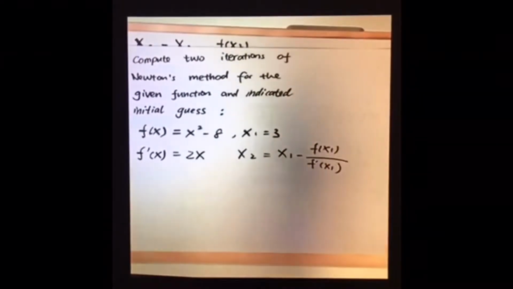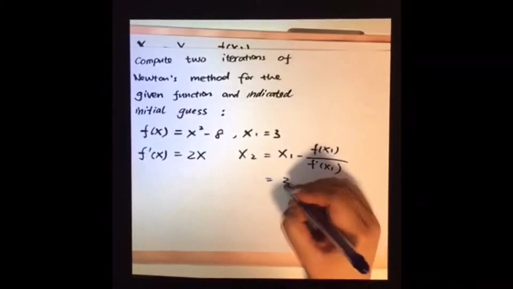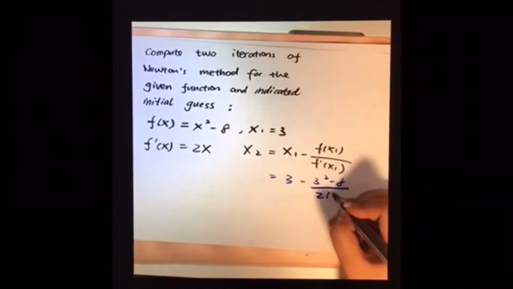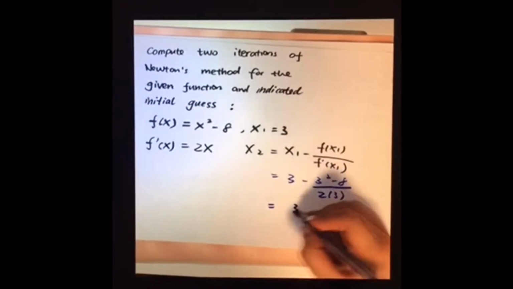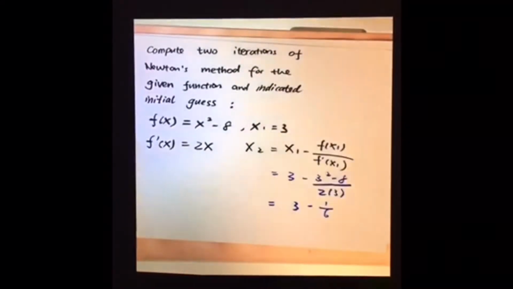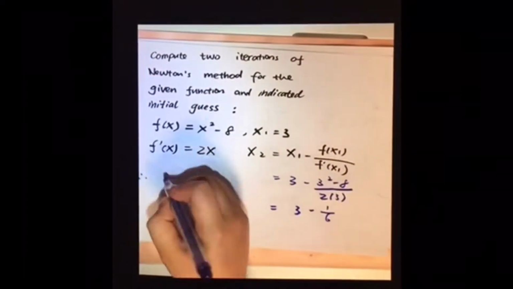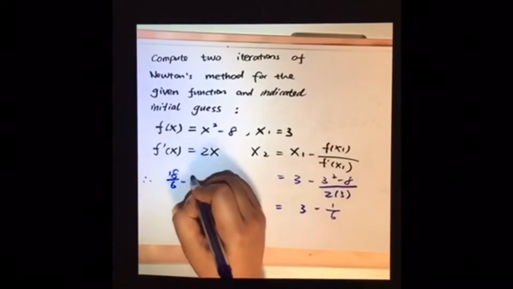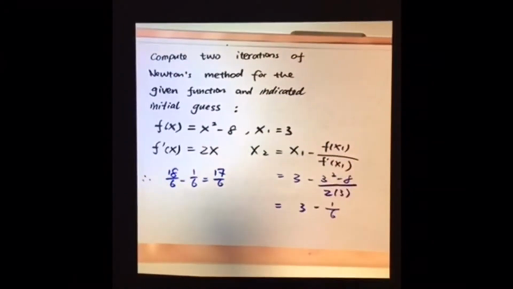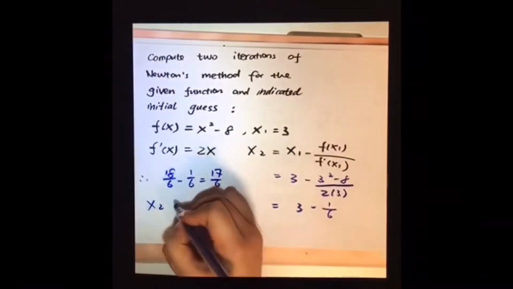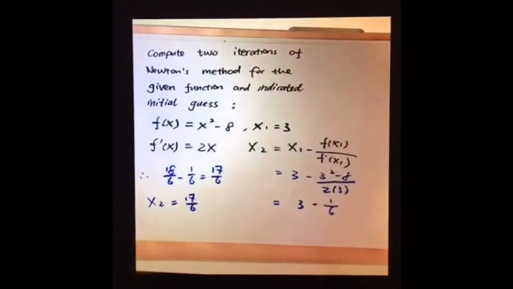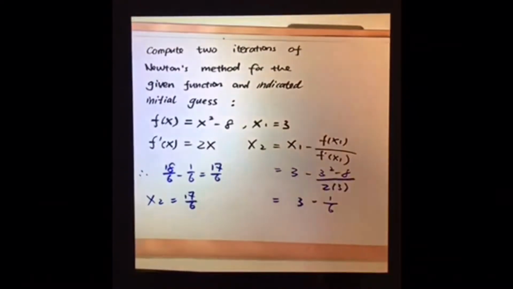We get 3 minus (3 squared minus 8) over (2 times 3), and then we get 3 minus 1 over 6. I'm going to keep this as a fraction. So we have 18 over 6 minus 1 over 6, which gives 17 over 6. That will be our second guess, where x2 equals 17 over 6. So 17 over 6 is a little less than 3.